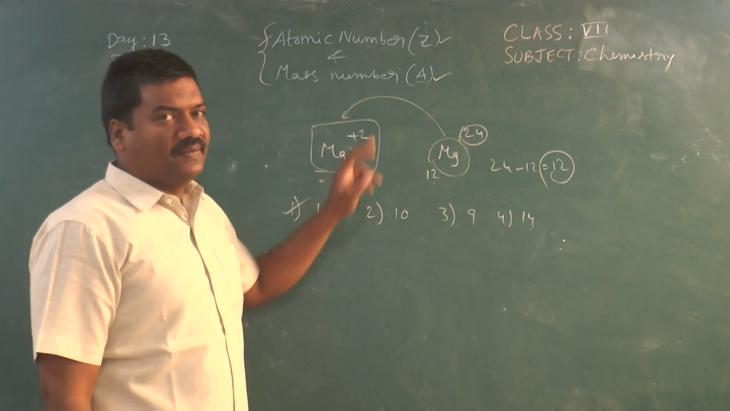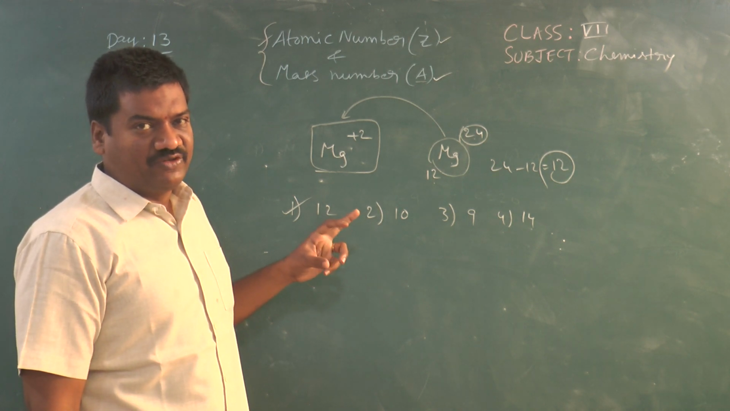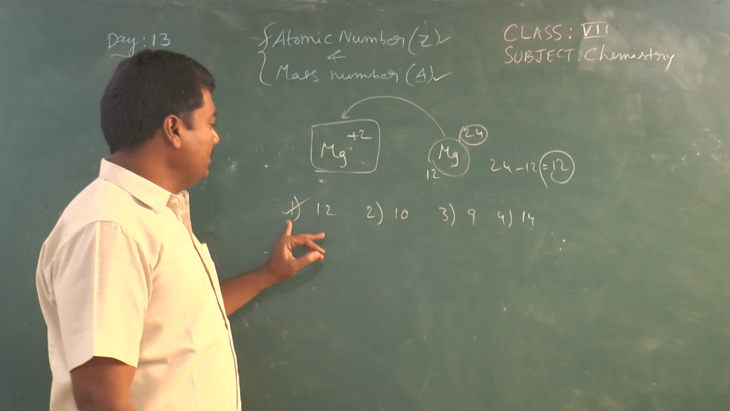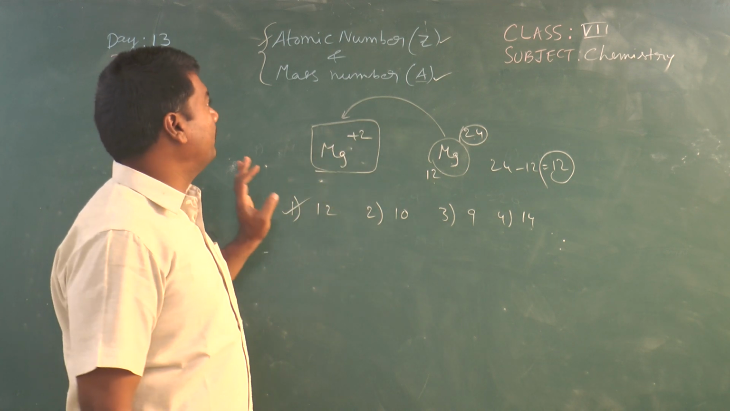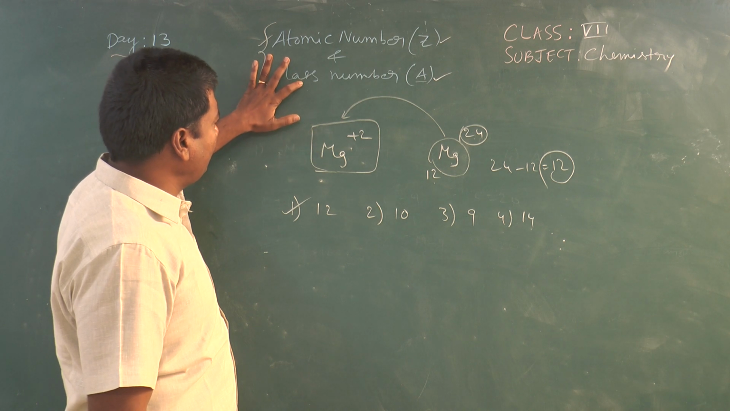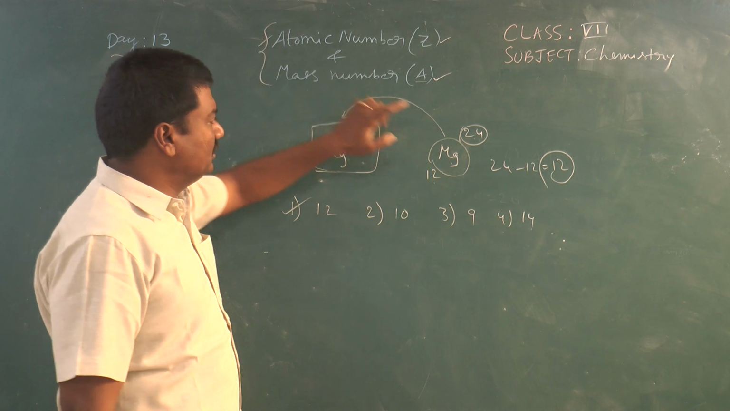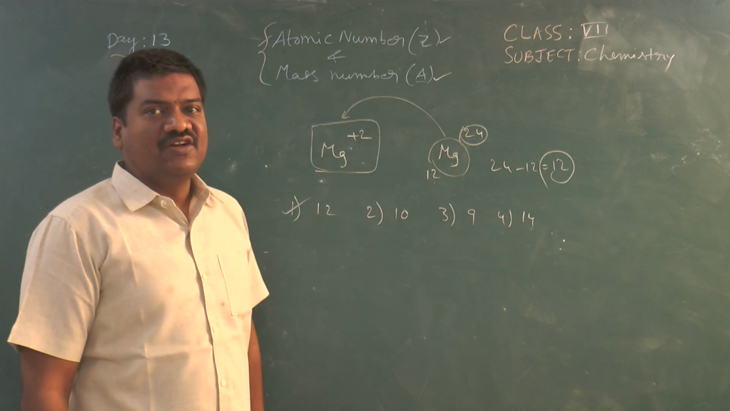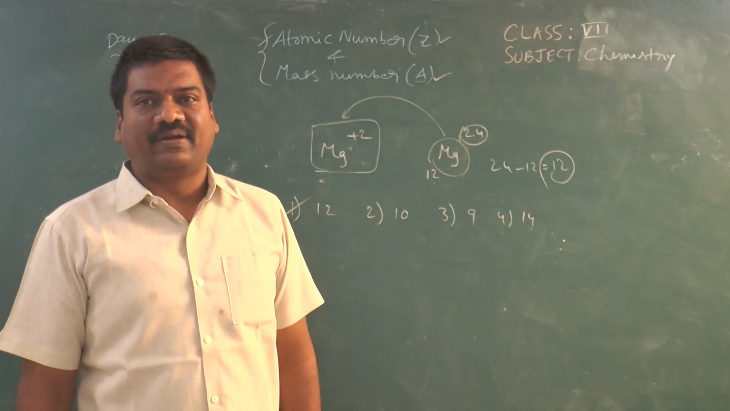The calculation of the number of neutrons does not depend on the charge of the element. It depends on the mass number and the atomic number. The mass number for magnesium is 24 and the atomic number is 12. Then 24 minus 12 gives the answer as 12 here. So the answer is the first option. Like that we can calculate the number of neutrons.